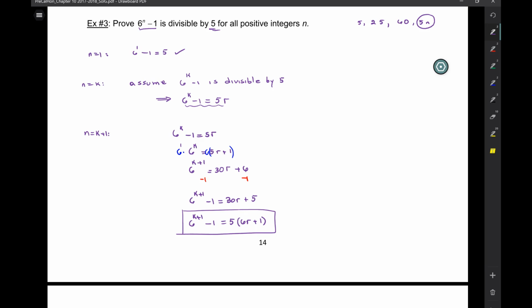So when n equals k, it was equal to 5 times something, divisible by 5. When n equals k plus 1, it's also equal to 5 times something, divisible by 5. Okay, so that's it. You're done. Here is when you can write QED. It is, which is what had to be proven. This is how you end all mathematical proofs. It's quod erat demonstratum.